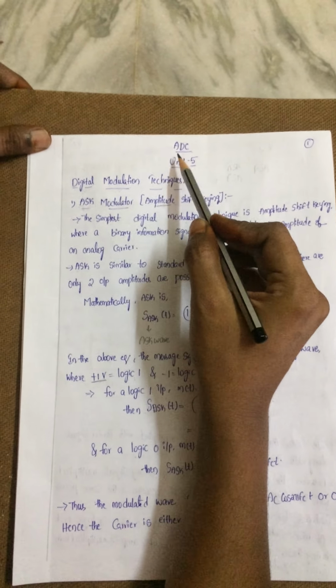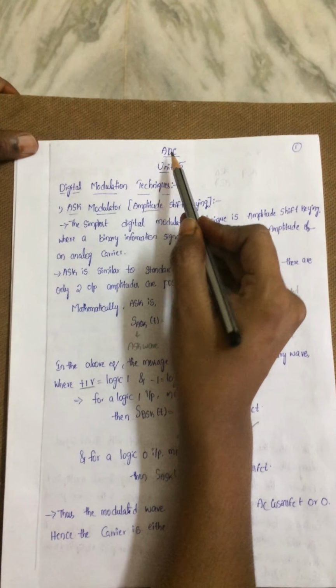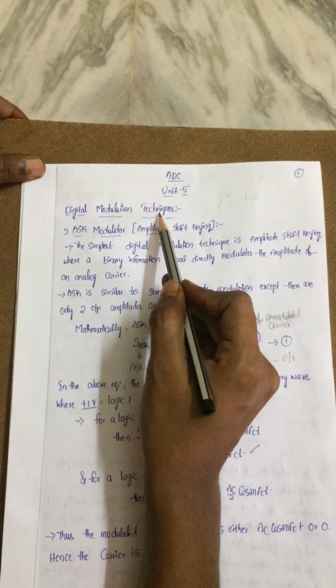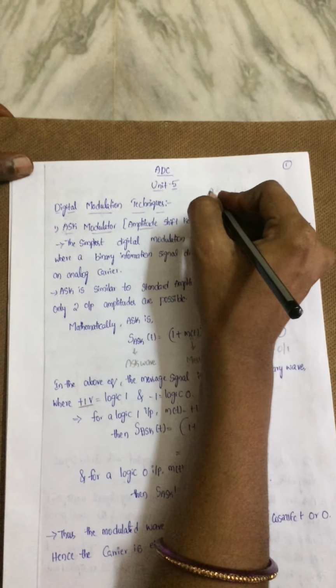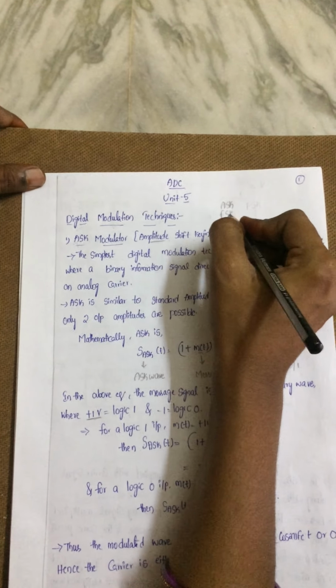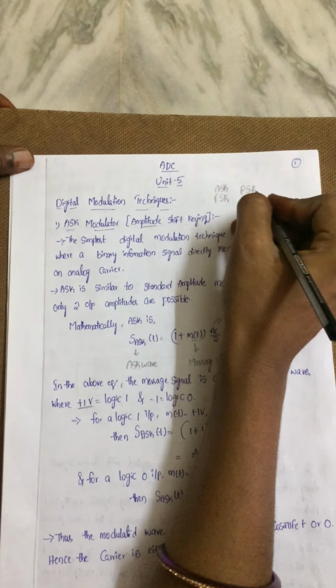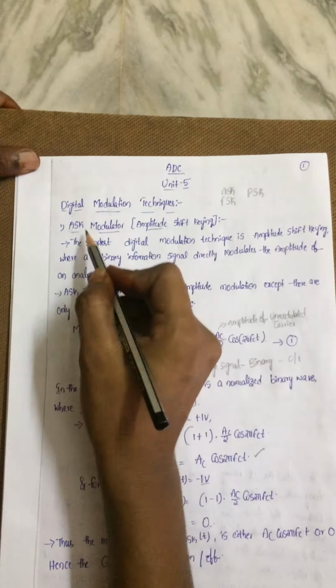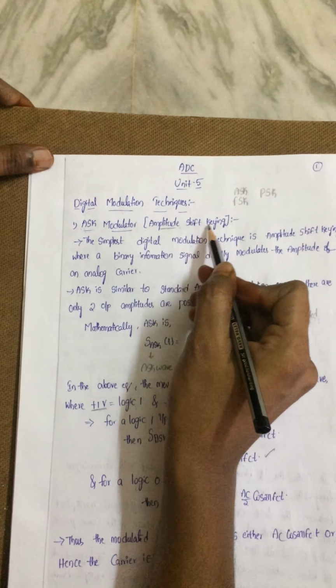Hello everyone, now we are going to see Unit 5 of ADC, that is Digital Modulation Techniques. So here we have basically three different digital modulation techniques, that is ASK, FSK and PSK. Now we'll see these three. First we'll see ASK, that is Amplitude Shift Keying.